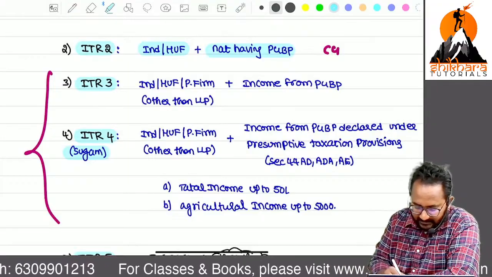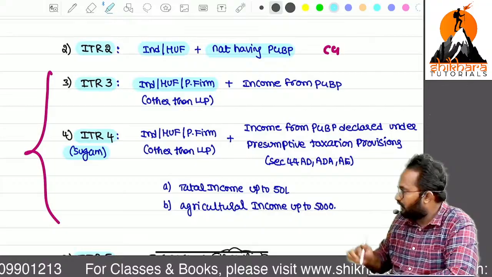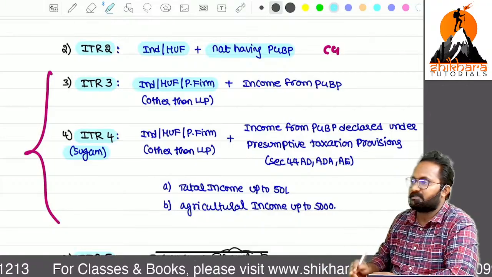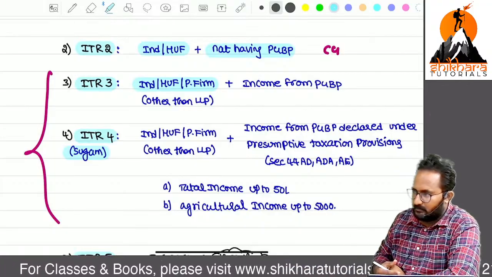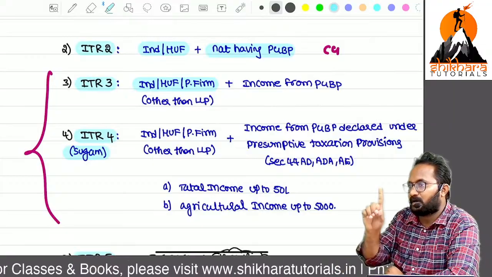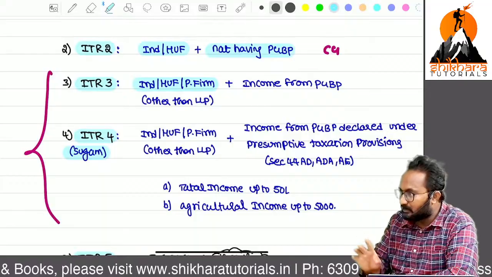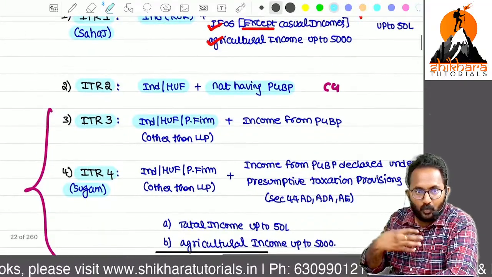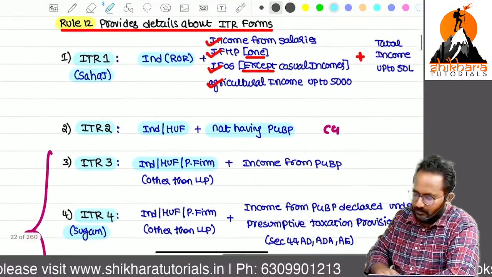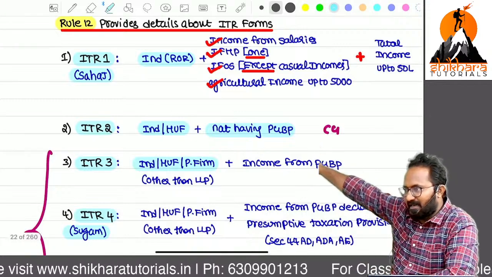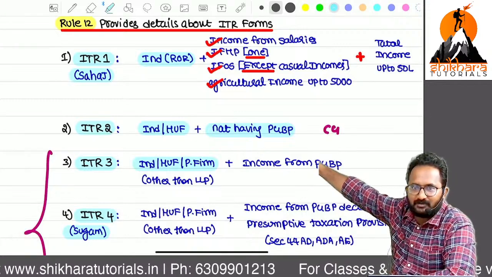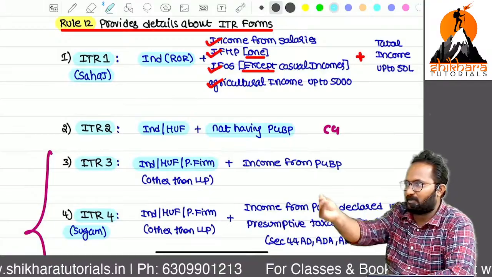ITR 3 we can discuss just now. It is applicable for whom? Individual, HUF, partnership firm. Sir, as of now, I am not talking about the company, remember. I am not talking about the LLP also. ITR 1 only for individuals. Why, sir? Salaried employees always will go with ITR 1. Sir, natural born persons only can do the employment.